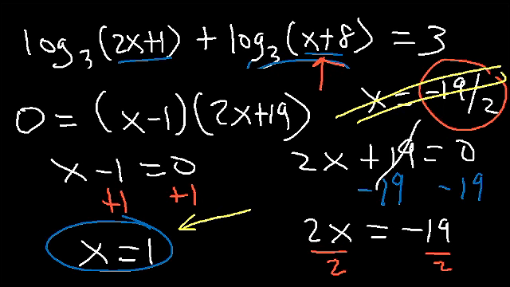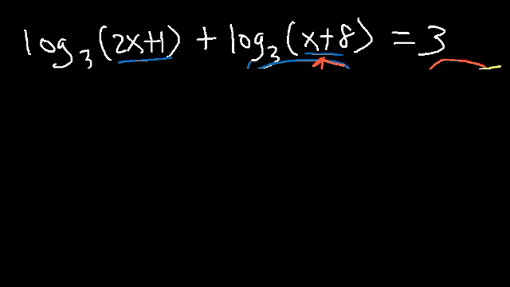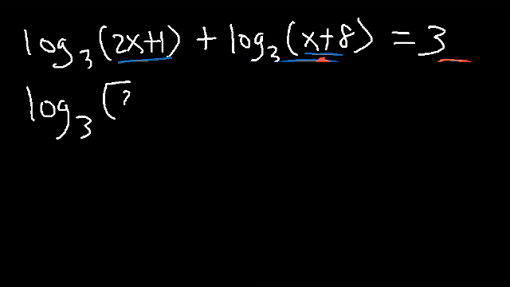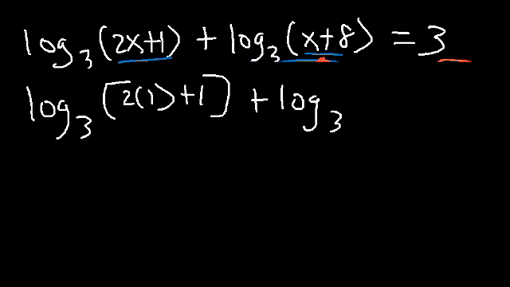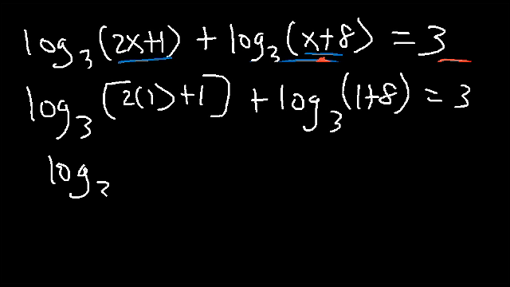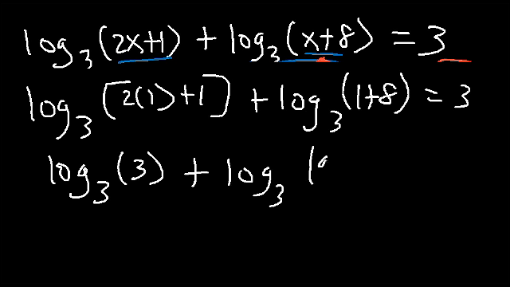Now let's check the work. Let's see if we have the right answer. Let's see if it's correct. So let's plug in 1 into the equation. So it's going to be 2 times 1 plus 1, and on this side 1 plus 8. So 2 times 1 is 2 plus 1, that's 3. So we have log base 3 of 3. 1 plus 8 is 9. Now log base 3 of 3, the 3's cancel, so it's simply 1.